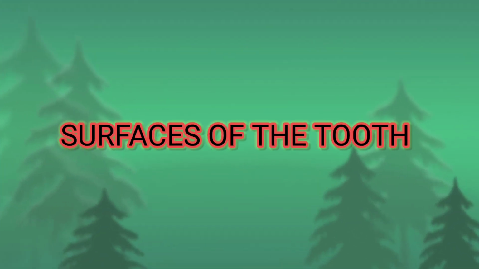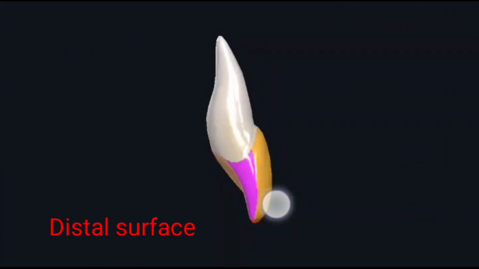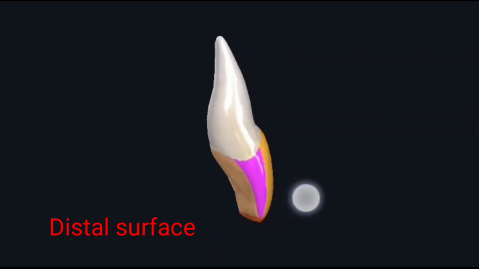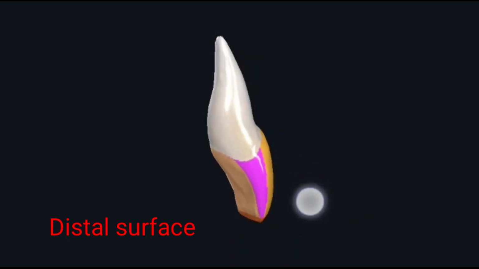Next comes the surfaces of the tooth. The distal surface is the aspect of the maxillary central incisor that faces towards the maxillary lateral incisor tooth. It consists of a contact zone that touches the adjacent tooth of the same arch.